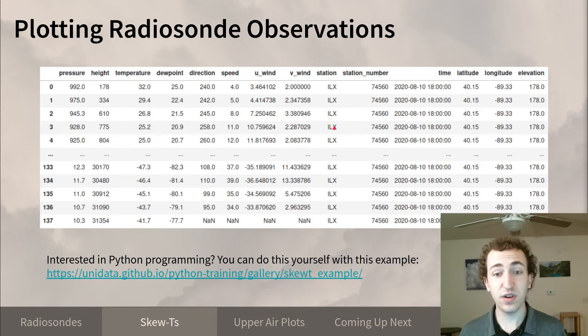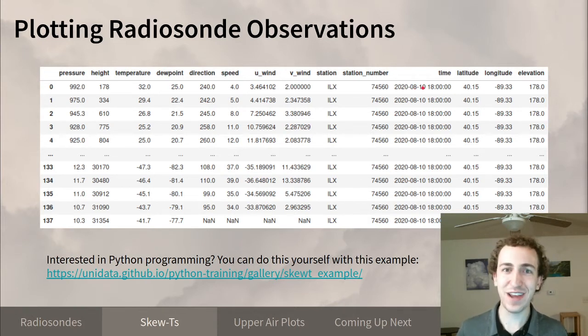This is the Lincoln, Illinois station where this was launched from. And this is an 18 UTC special launch. And if you recognize this date, that was when the derecho came through Iowa and into Illinois. This was a special observation to help sample the environment ahead of that derecho as it was heading towards Illinois. So this, as an 18 UTC, would have been a 1 p.m. observation on August 10th there.